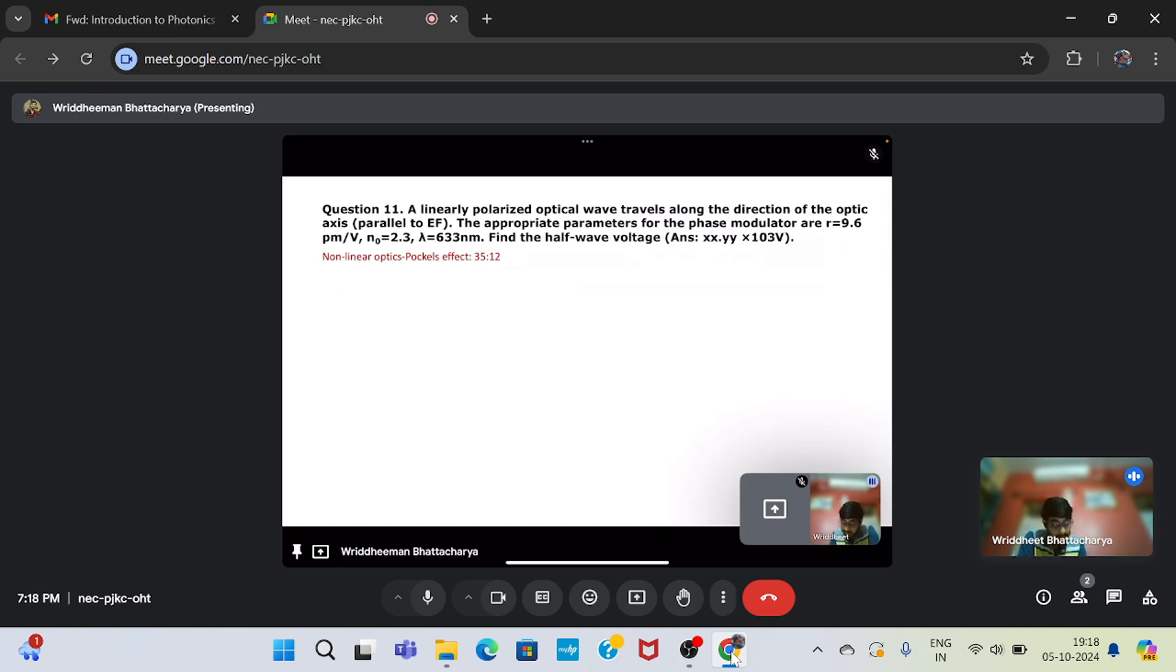A linearly polarized optical wave travels along the direction of the optic axis. The appropriate parameters for the phase modulator are r63 equals 9.6, n0 equals 2.3, lambda equals 633. Find the half-wave voltage.